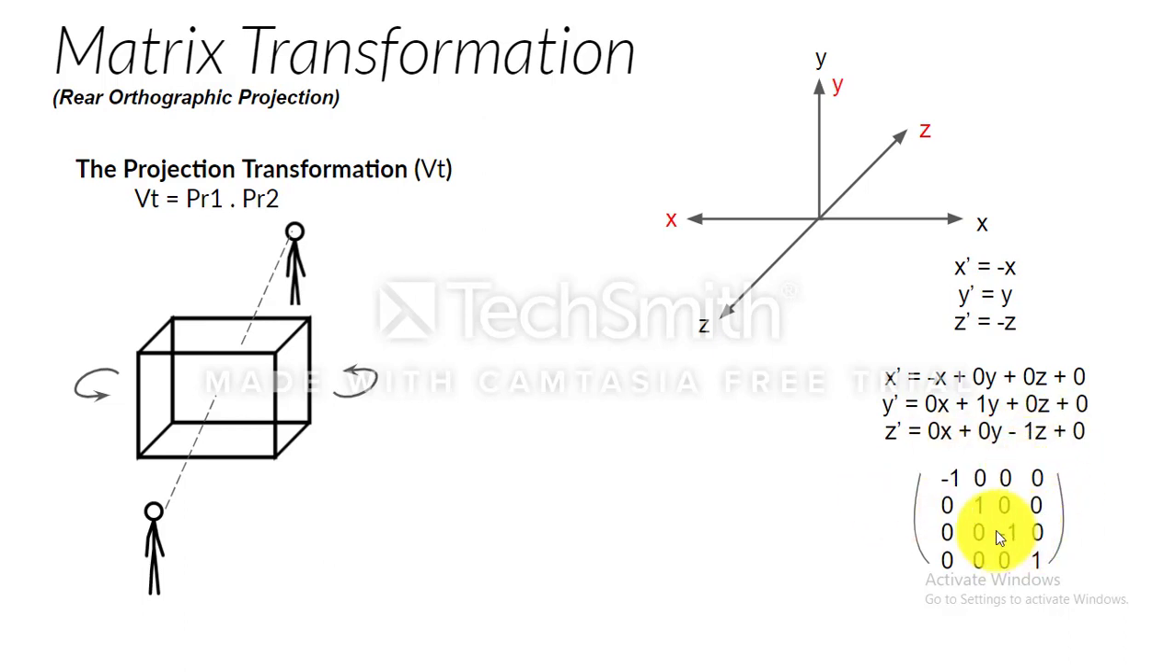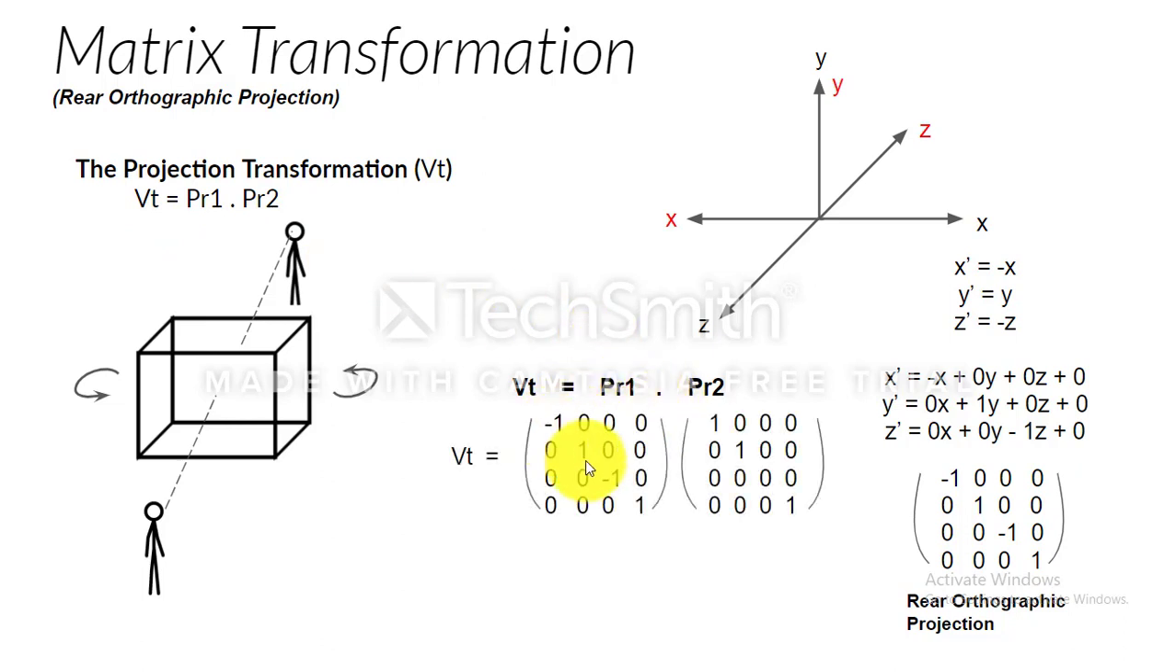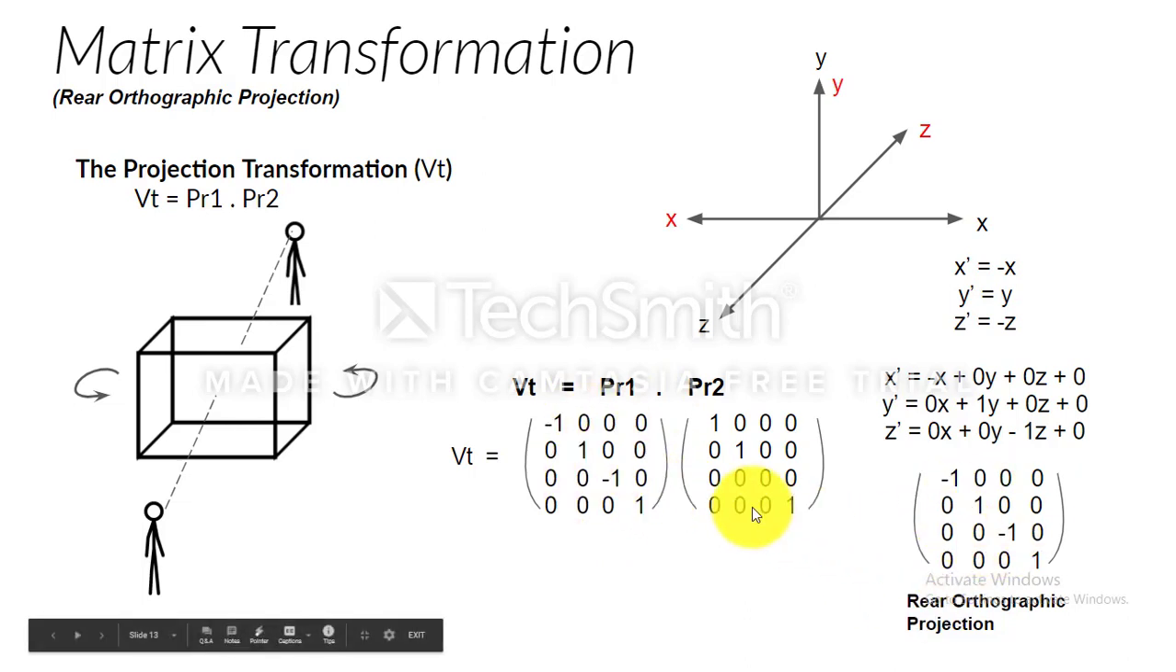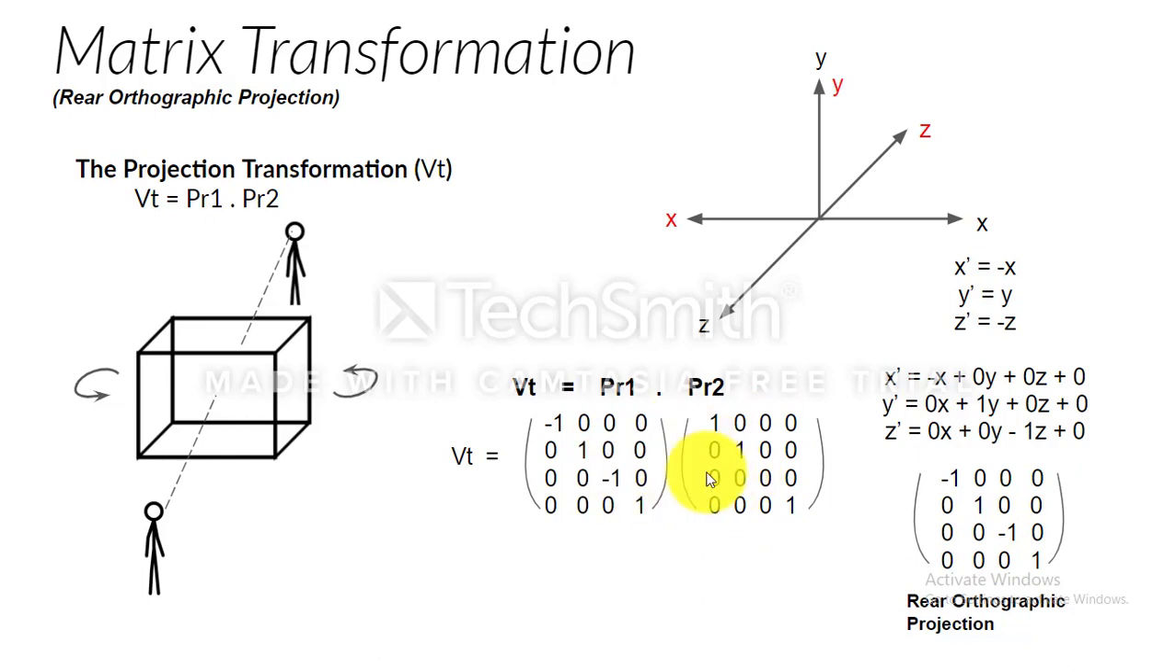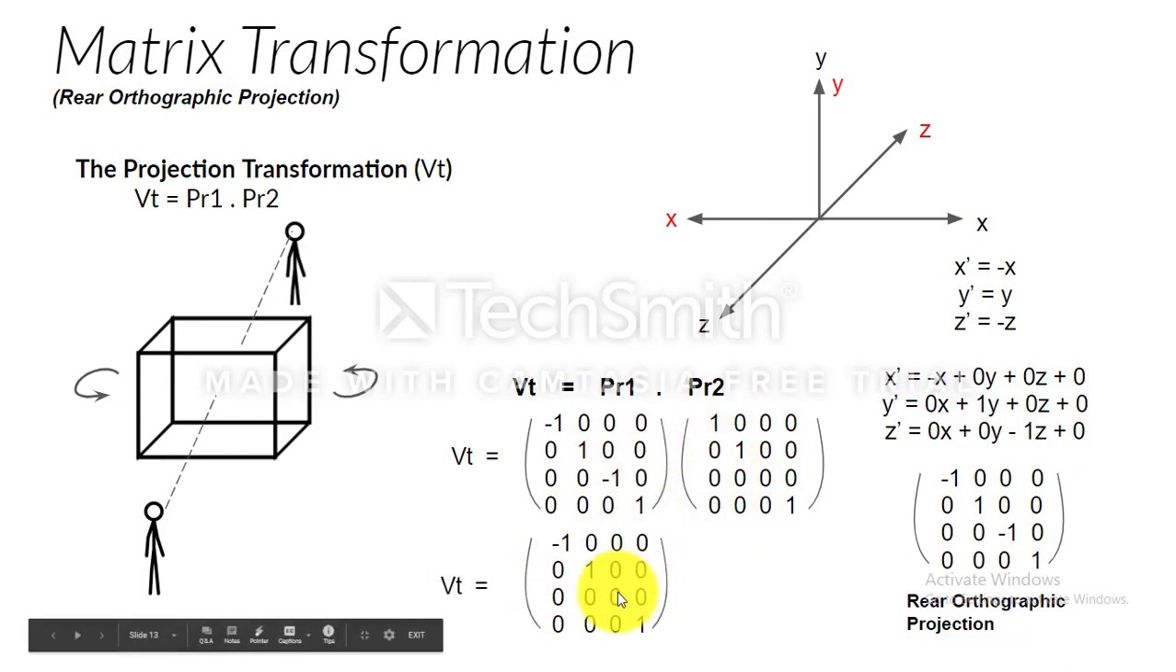And then after we know that this is the rear orthographic projection, if we go back to this formula again, the viewing transformation is equal to PR1 times PR2, and then we get this matrix. This matrix from over here remains the same as the PR2. And then if we calculate both matrices, we get this result: minus 1, 0, 0, 0, 0, 1, 0, 0, 0, 0, 0, 0, 0, 0, 0, 1.